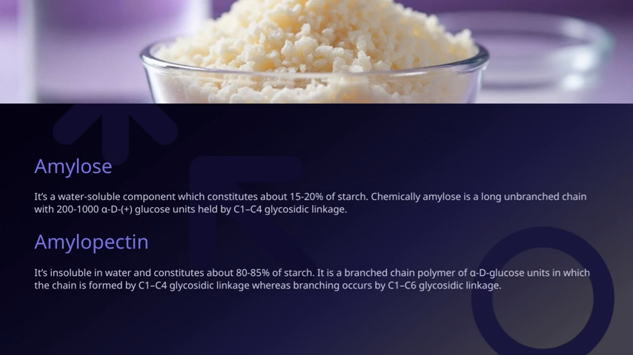On the other hand, we have amylose, which accounts for roughly 15 to 20% of starch. Unlike amylopectin, amylose is a long, unbranched chain of glucose units, typically between 200 and 1,000 units, linked through C1 to C4 glycosidic bonds. Because it's unbranched, amylose tends to be less soluble in water, but it plays a crucial role in the overall structure and digestibility of starch.